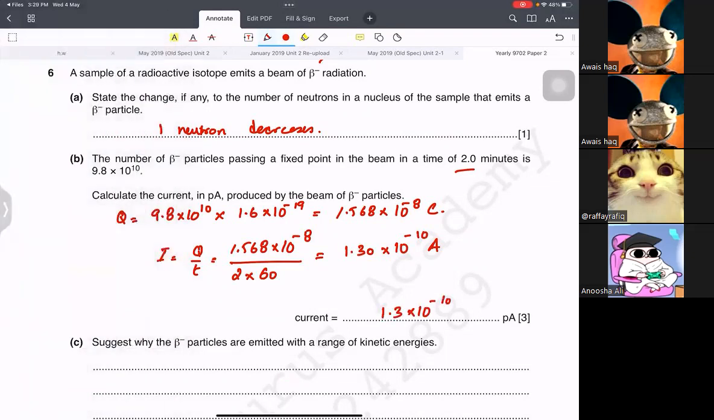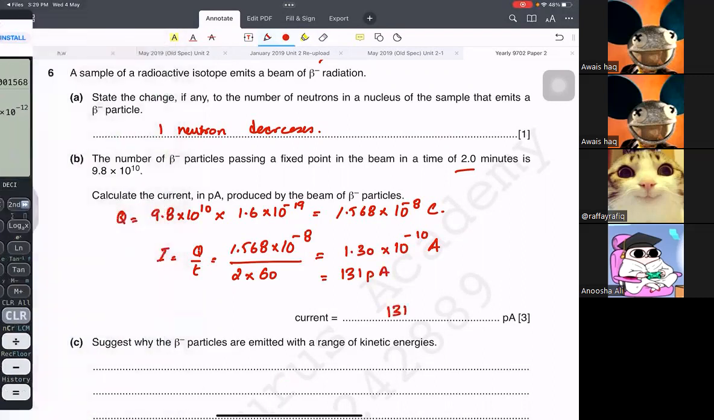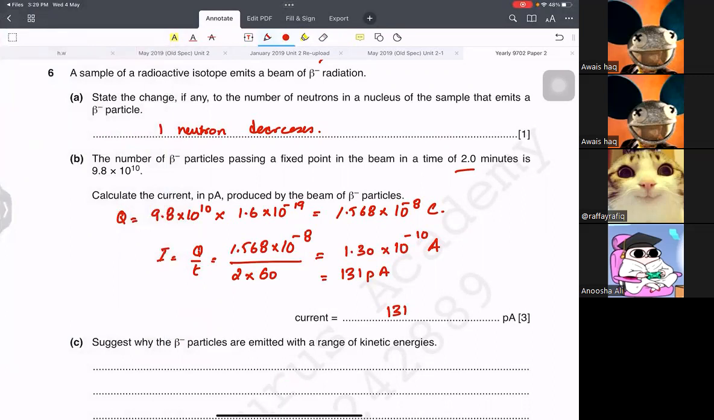Oh, we have to give it in pico. See, tricked me there. So my calculator did not trick me. He was so generous. So 130, 131 actually, pico ampere. Finally did something nice today. Okay, so you can write 130 as well, it's fine.